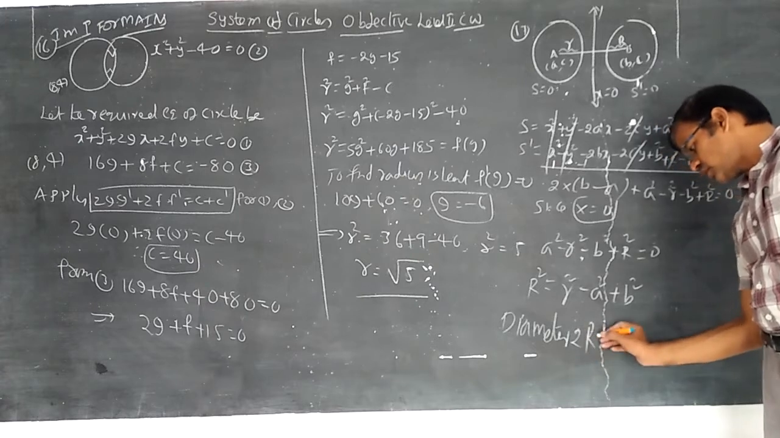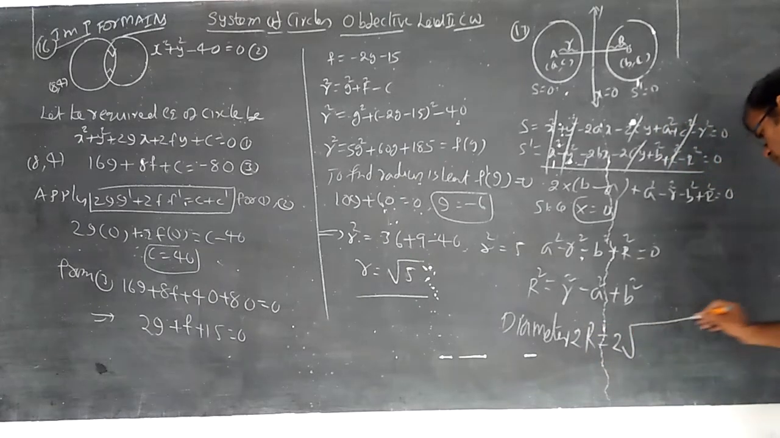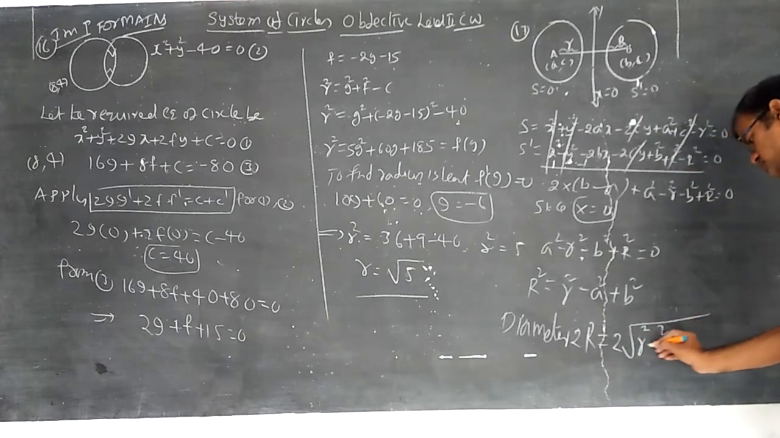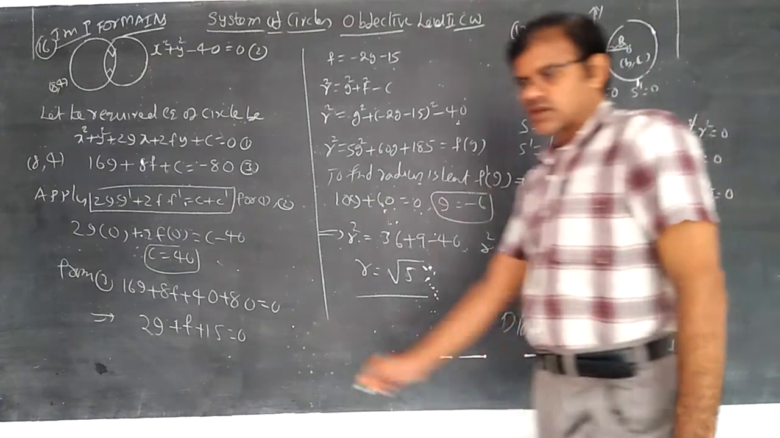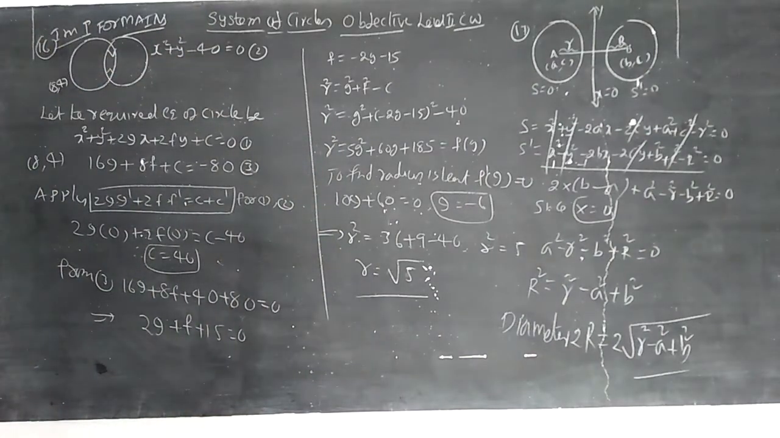Diameter means 2r, that is equal to 2 into root of r square minus a square plus b square, which is the diameter of the required circle. 2 into root of r square minus a square plus b square, here it is the fourth option.